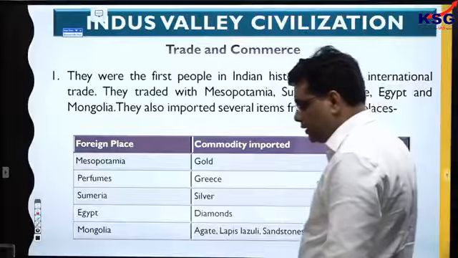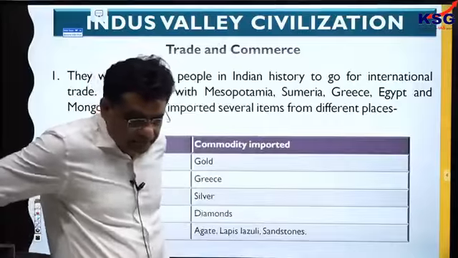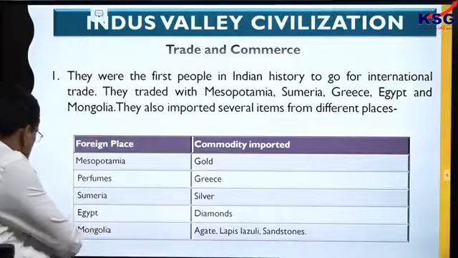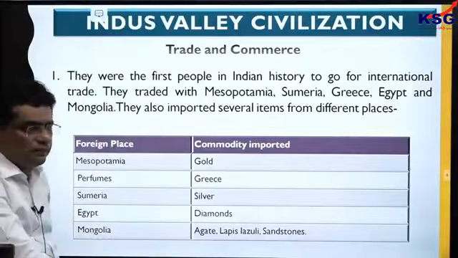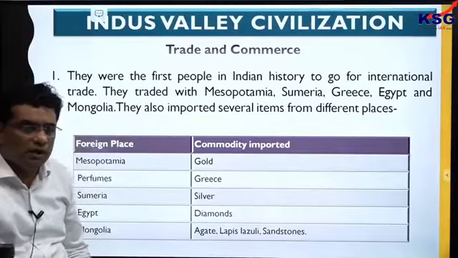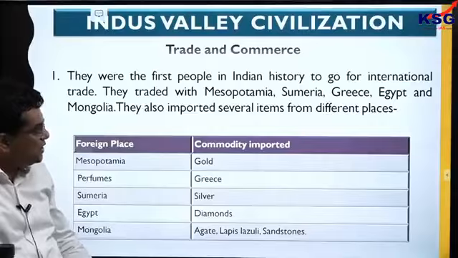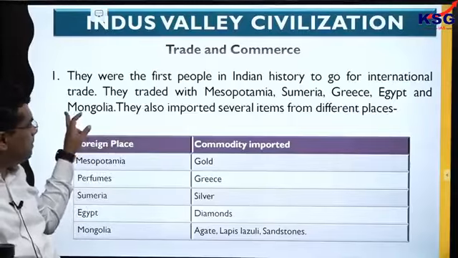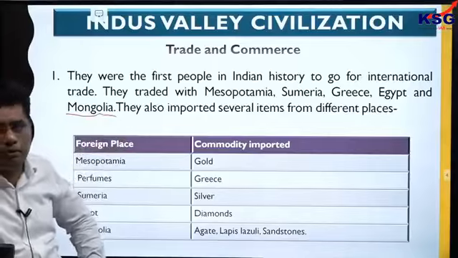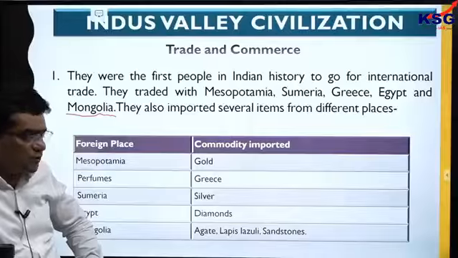In Indian history, they were the first to go for international trade. They were doing trade with Mesopotamia, Sumeria, Greece, Egypt, Mongolia, everywhere, all over the world. They were doing export and import, so trading connectivity was very good.